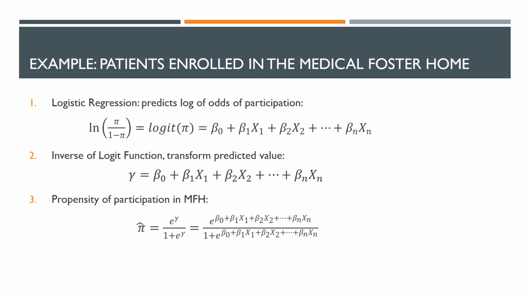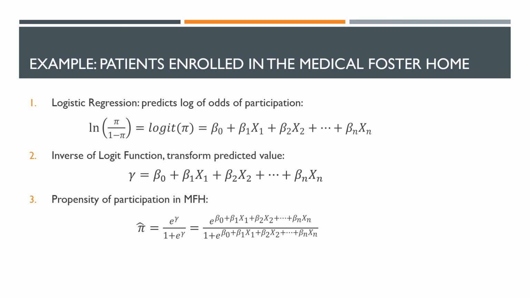Once we have that number, we want to get the inverse of the Logit function, because it is used to transform the predicted value to an estimate of propensity to participate. And we assume that the predicted value from the regression is alpha. And here, as you can see, the alpha equation looks just like a regression model equation. Lastly, we can now determine the propensity of participation in the MFH program, or the Medical Foster Home program.